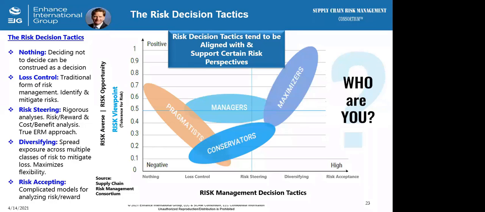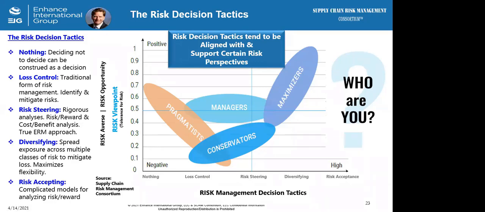Those elements on the bottom here, these stages of doing nothing, lost control, risk steering, and diversifying and risk acceptance. So let's start with do nothing. Simply stated, you're not doing anything. It's all ad hoc approach to risk when they arise. No formal process. Deciding not to decide can be construed as a decision.